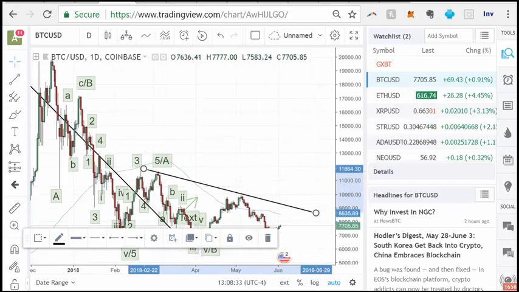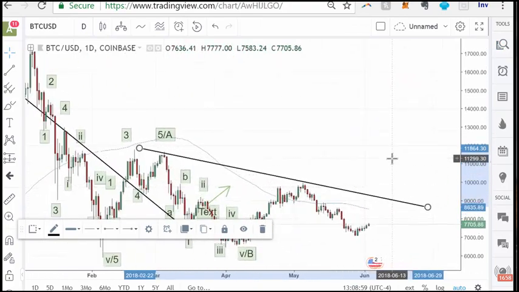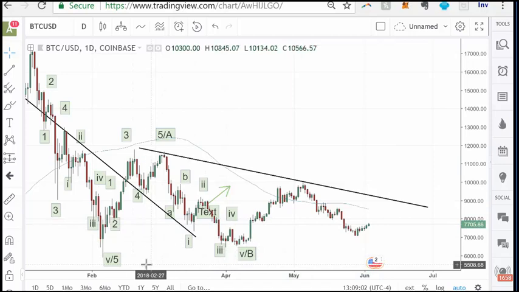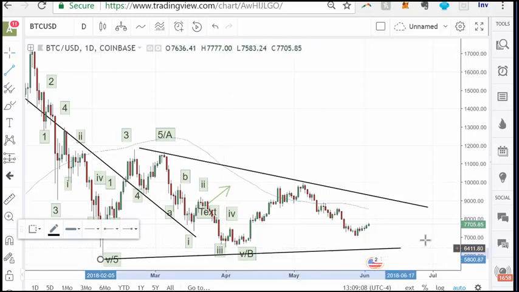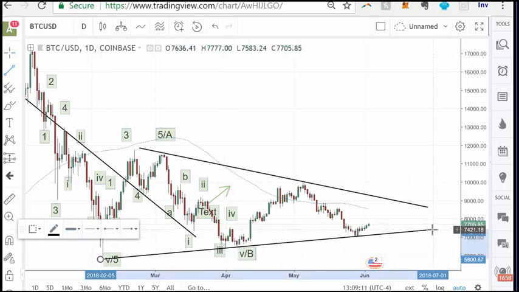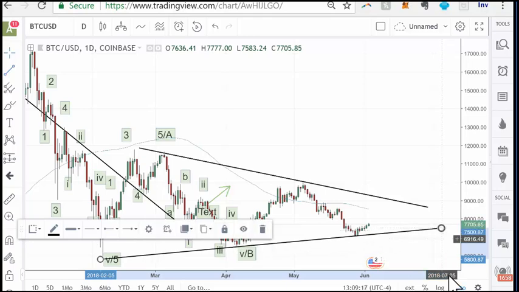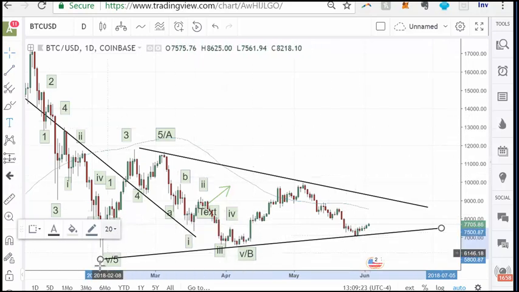Let me try to zoom in here. All right, so if you do the same thing, drawing a line from here to there, you see this triangle forming potentially, assuming that recent low of 7,100 holds. So then you have this A, B, C, D, E, and then potentially if we break out of the triangle, it could be to the upside.